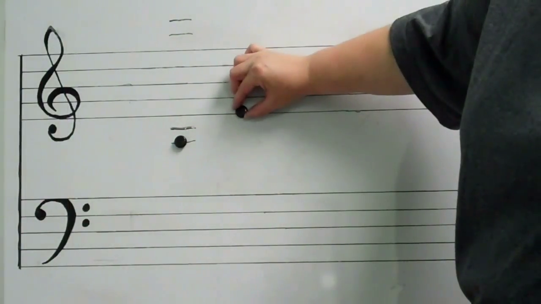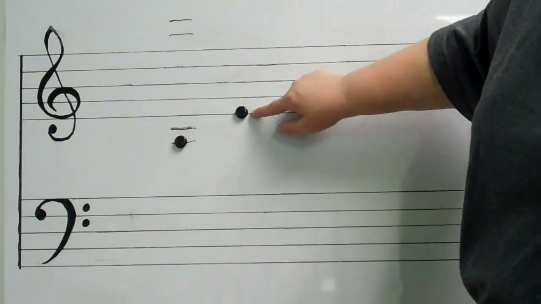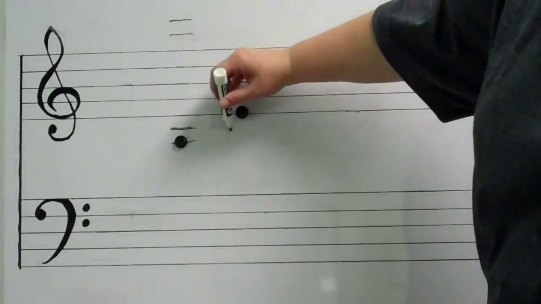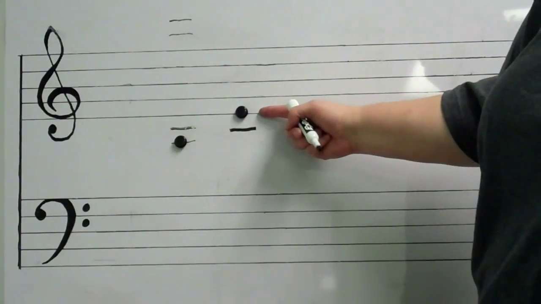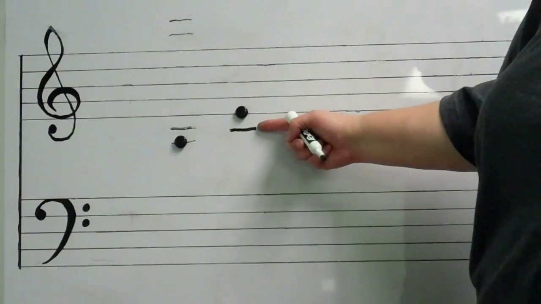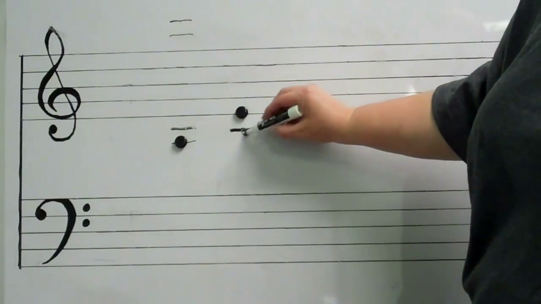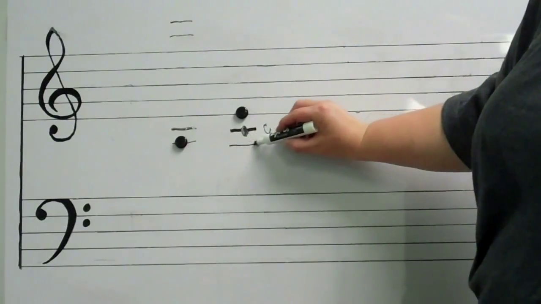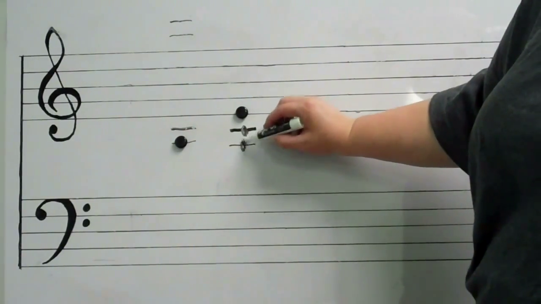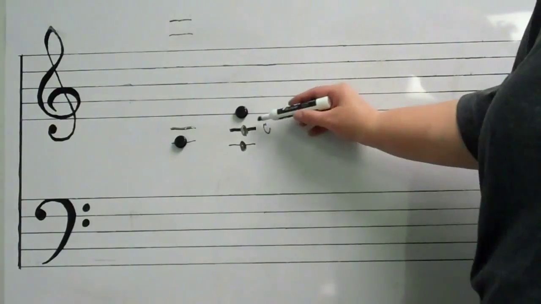If we know that the bottom line on the treble clef is an E, every ledger line we go down, we're going to skip backwards through the alphabet. So if this is E, one ledger line down, any note on this line would be C. If we skip a ledger line down again, we're going to go again backwards through the alphabet.